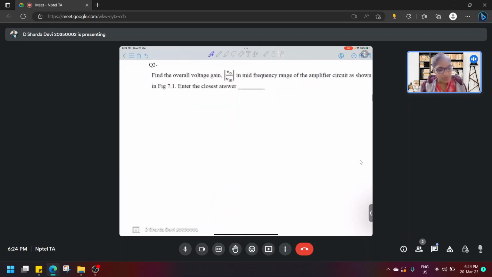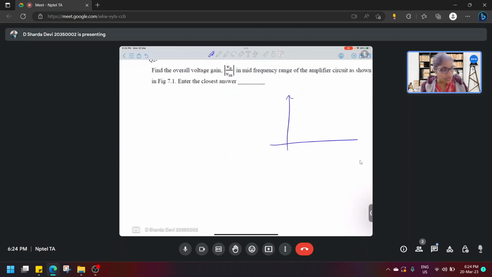In this problem, we have to find the overall gain in the mid-frequency range. Mid-frequency range means the range where the gain is considered constant in the frequency response, right? So this is how the frequency response looks. In this particular range where we consider the constant gain, we have to find the gain of the amplifier circuit as shown in the figure.